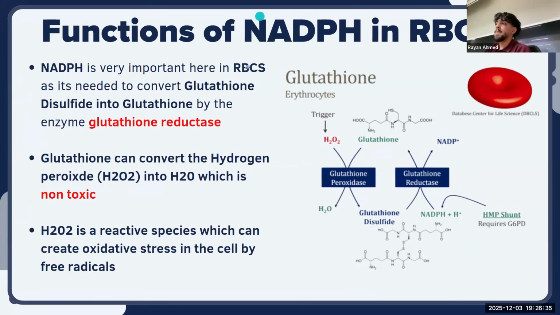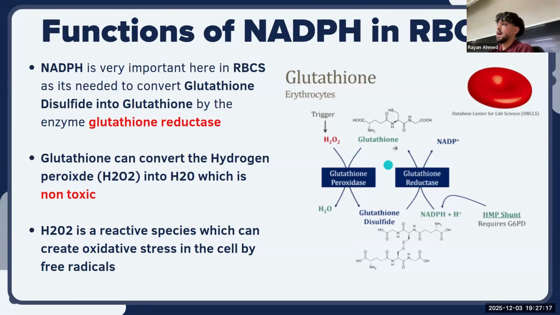This is a very important one because there's a deficiency of one of the concepts we're going to be talking about, and I need you guys to remember that as well. So NADPH is very important here in RBCs as it needs to convert glutathione disulfide into glutathione by the enzyme glutathione reductase. A lot of enzymes, a lot of names. Let's break it down. Okay. So in RBCs, we have glutathione disulfide right here, normally present in red blood cells. NADPH comes from the PPP or HMP shunt and makes the glutathione through the enzyme glutathione reductase.